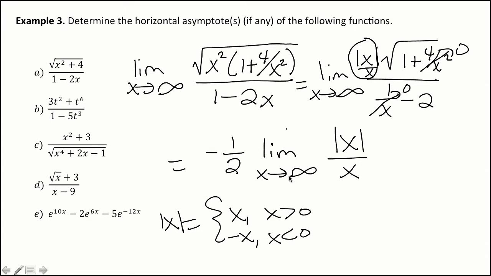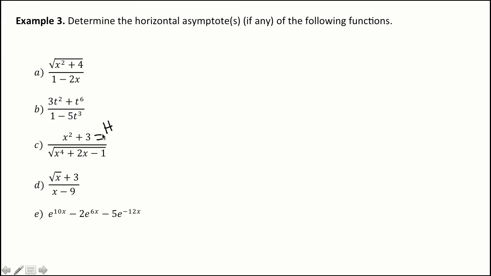So in this case, if we're taking the limit as x approaches infinity, it's safe to say that we're looking at positive numbers, right? So we can take the first case and say that absolute value of x is simply x. So here we're left with, this becomes x, and then x divided by x cancels, leaving you with 1. 1 times negative 1/2 is negative 1/2. So we have one horizontal asymptote, at not x, at y. Horizontal asymptote at y equals negative 1/2.